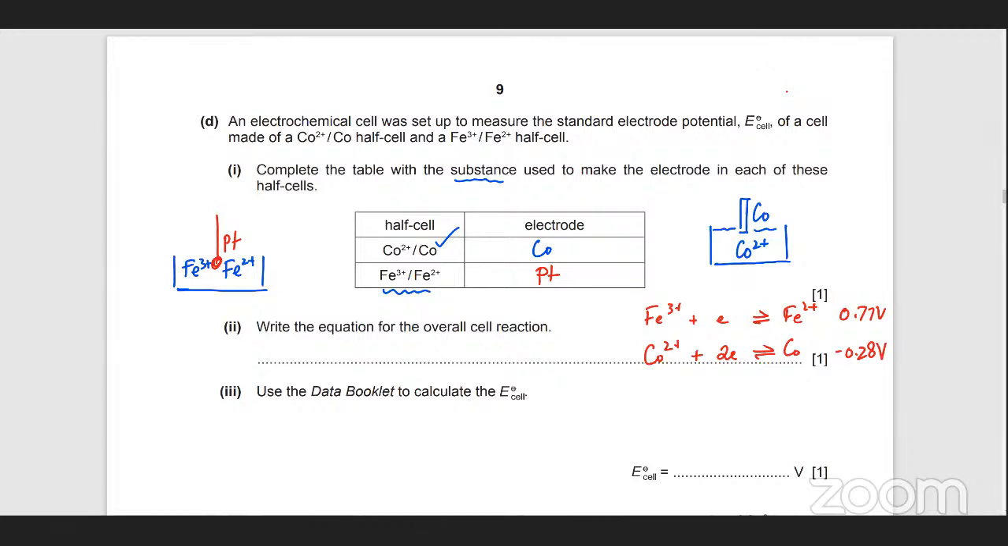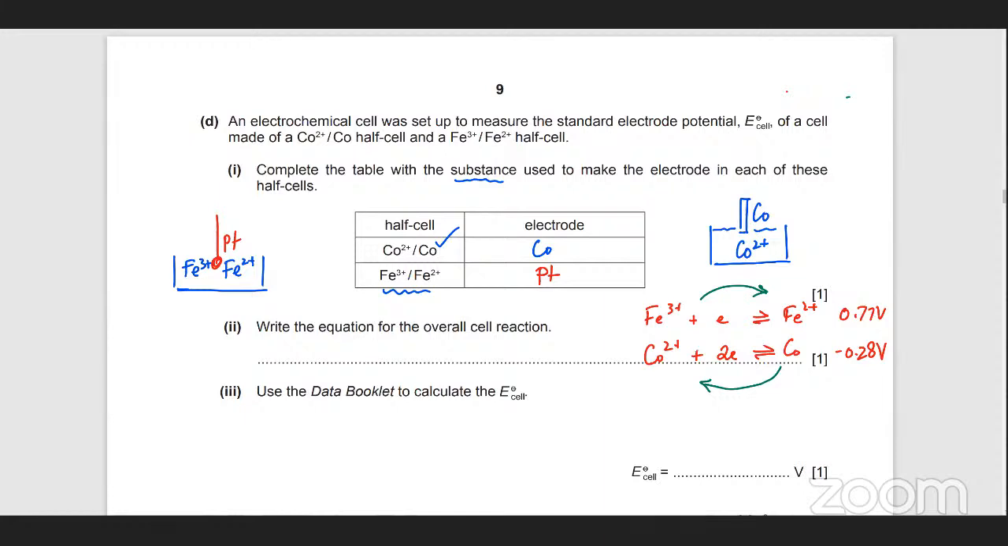Now, how do you decide who gains electrons, who loses electrons? So the rule is that the higher potential is the one that's going to get reduced, that's going to gain electrons, and the lower potential is the one that's going to lose electrons. So the first one is going to go in the forward direction, the next one is going to go in the backward direction.